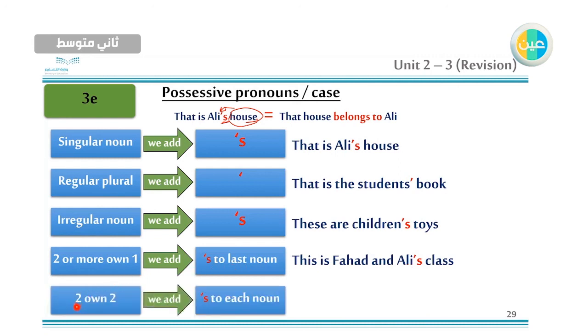And in this case, 2 people own 2 different things. For example, when we see 2 pairs of shoes owned by 2 different people, we ask whose shoes are these? We add the apostrophe S to each noun. So here's an example. These shoes are Fahad's and Ali's. Fahad's and Ali's, because it's 2 different pairs.